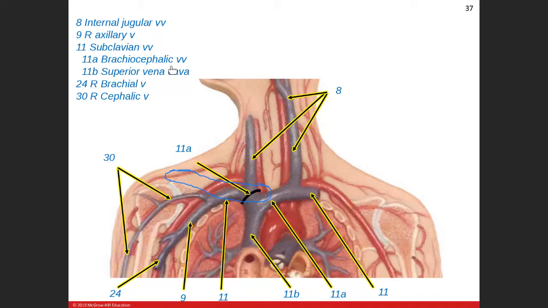So when the subclavian vein on the right side here meets up with the internal jugular vein, they come together and form your right brachiocephalic vein. That little black line is representing the right brachiocephalic vein.